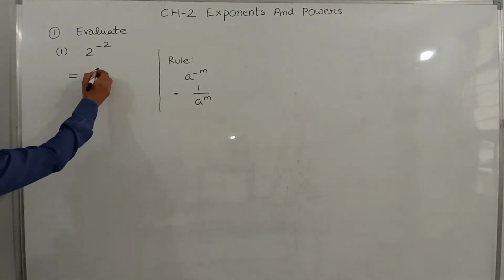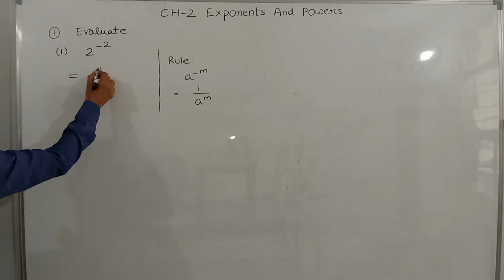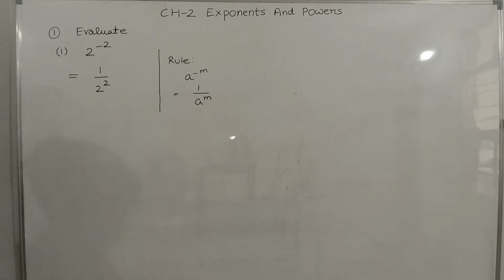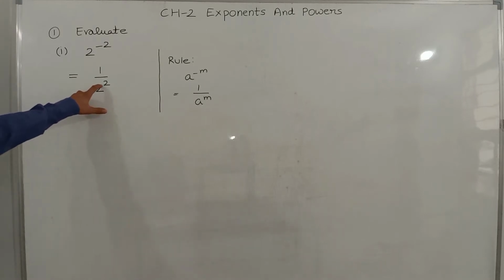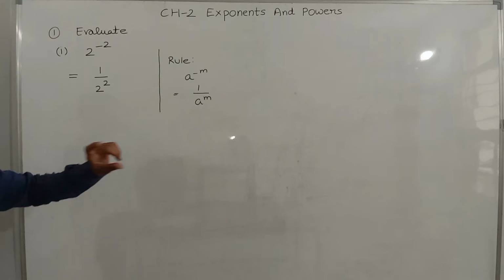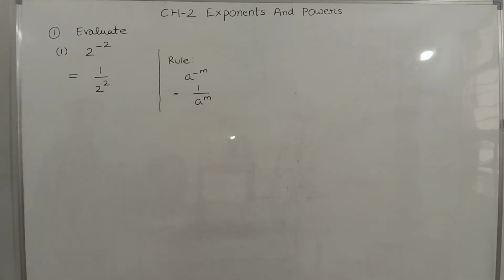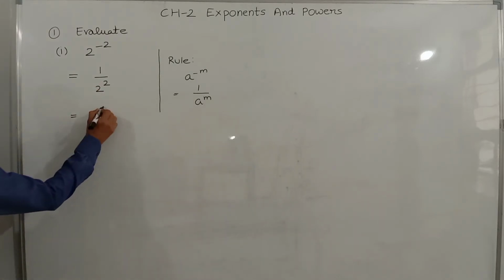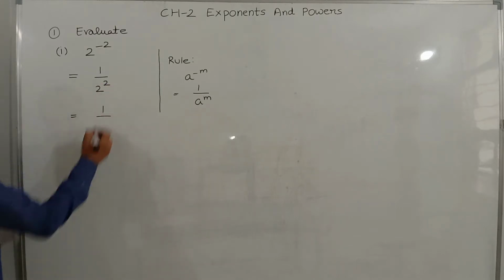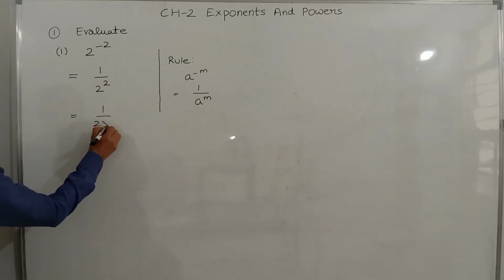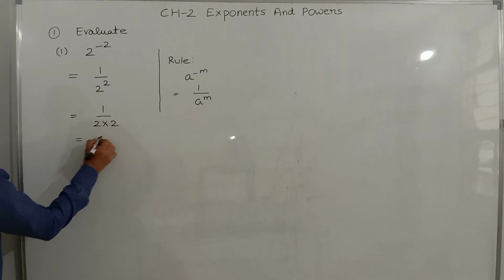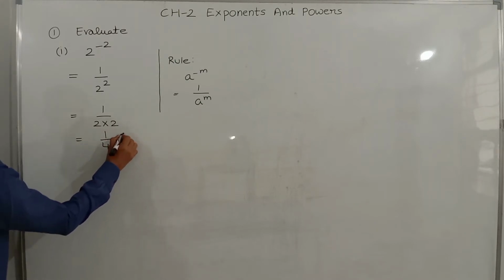Same way here also, it will become 1 upon 2 power 2. Here it will become positive if you take reciprocal. Then, what do you mean by 2 power 2? 2 power 2 means 2 into 2. So it will become 1 by 4. That is your answer.